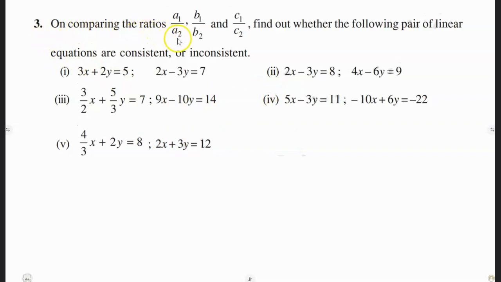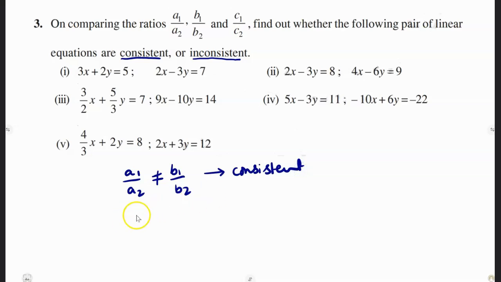On comparing the ratios a1 by a2, b1 by b2 and c1 by c2, find out whether the following pairs of linear equations are consistent or inconsistent. You need to check whether the pair of equations is consistent or inconsistent. To know that, the condition is: if a1 by a2 is not equal to b1 by b2, that means the ratios of the coefficients of x and the coefficients of y are not equal, then the equations are said to be consistent.